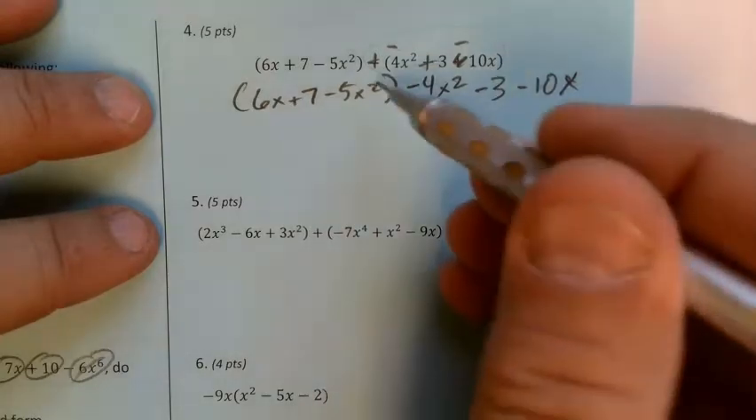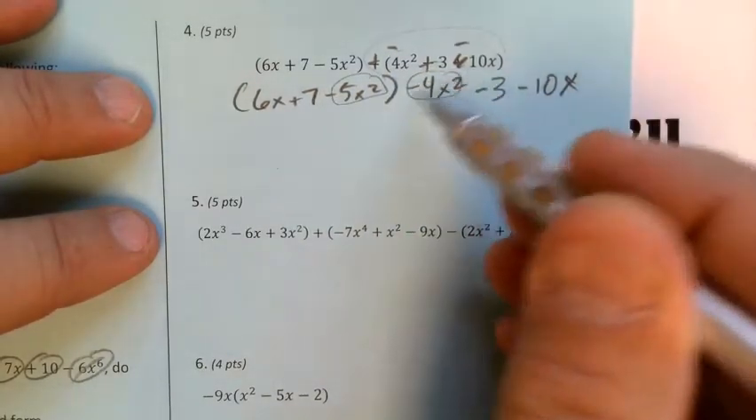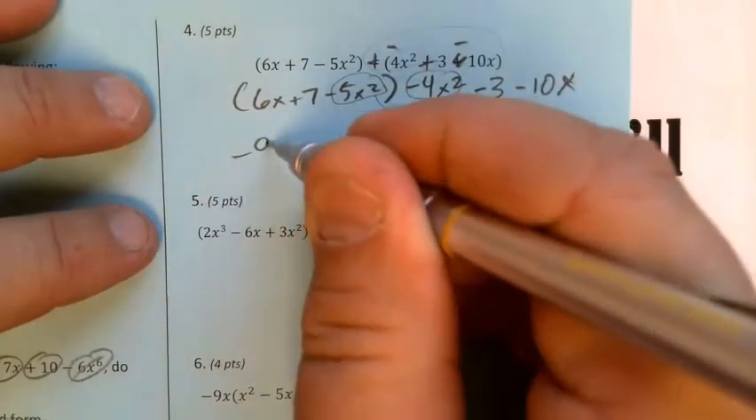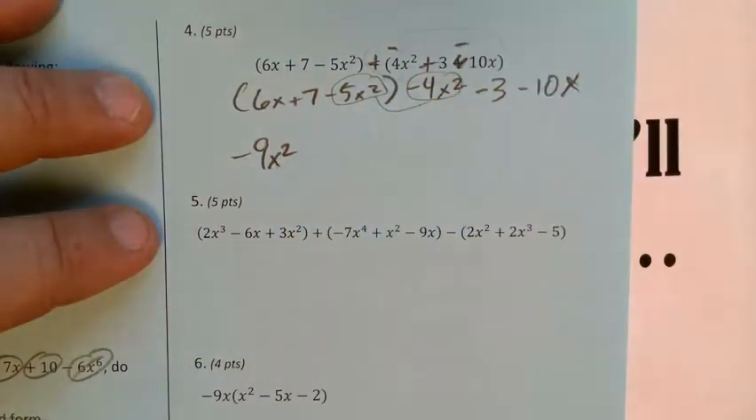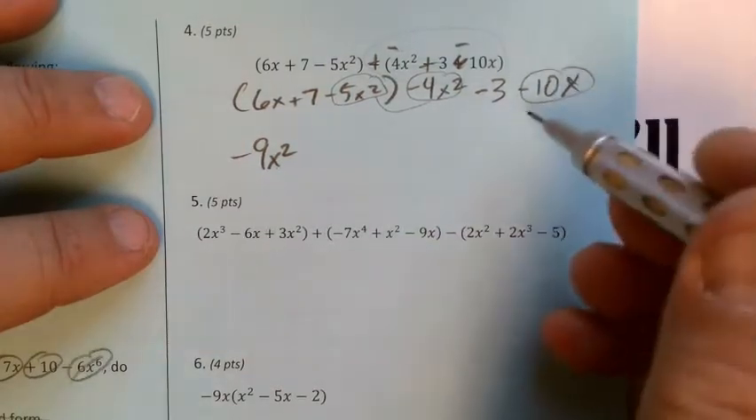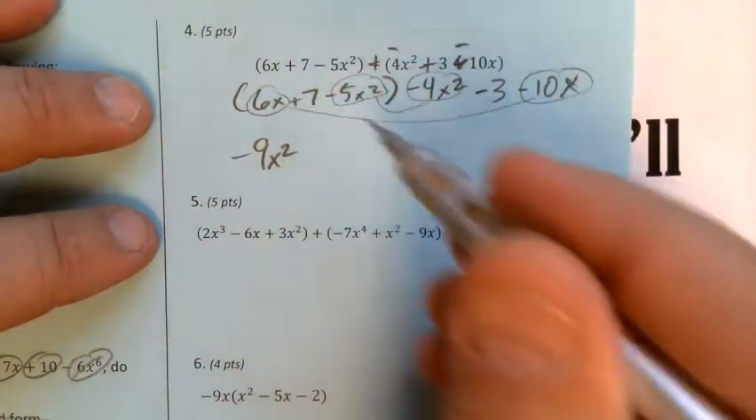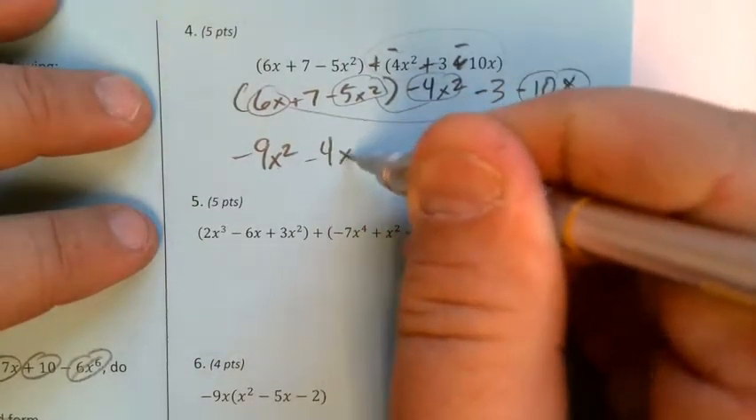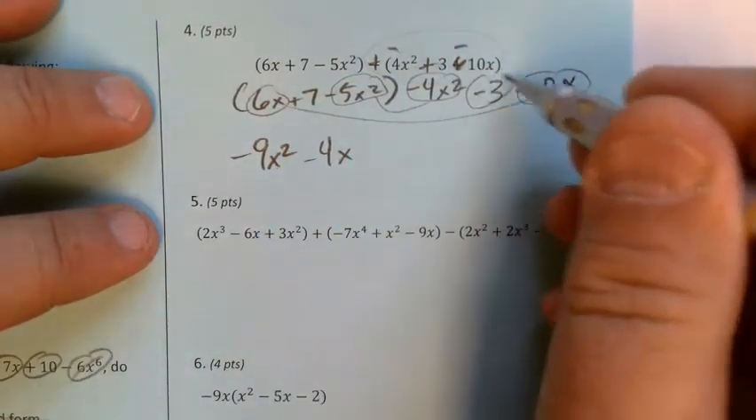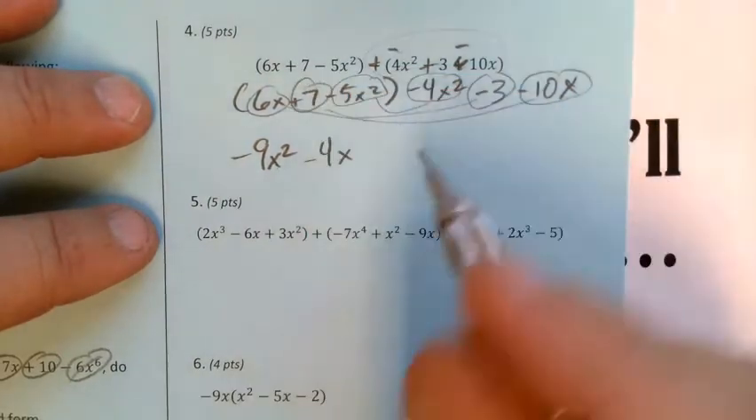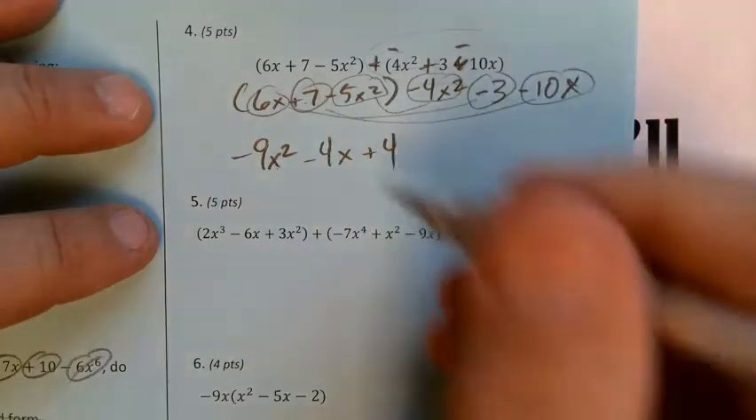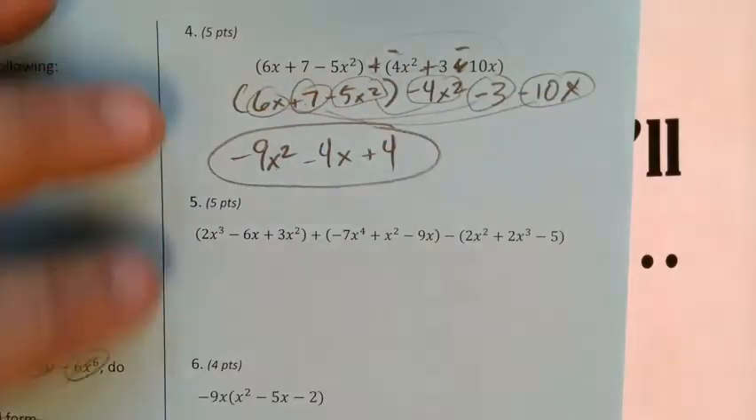So now we go back to like terms. The highest ones are like each other: negative 5 minus 4 makes a negative 9, and it's still x squared. Minus 10x is like 6x. 6 minus 10 is negative 4x, and that's done. Then negative 3 is like the positive 7. Positive 7 minus 3 is plus 4. And there is my answer.